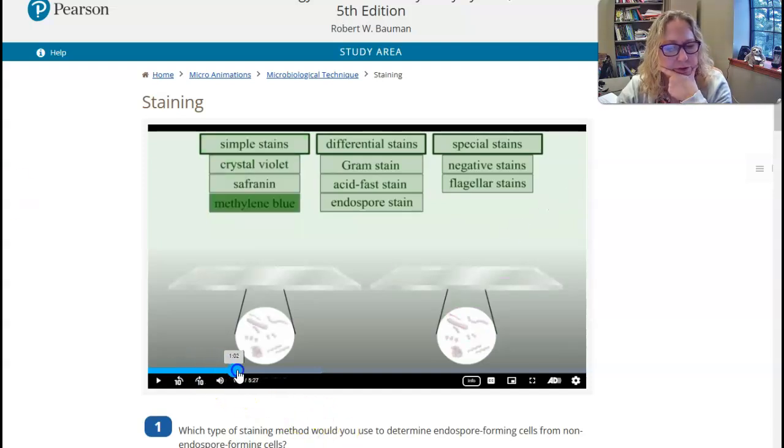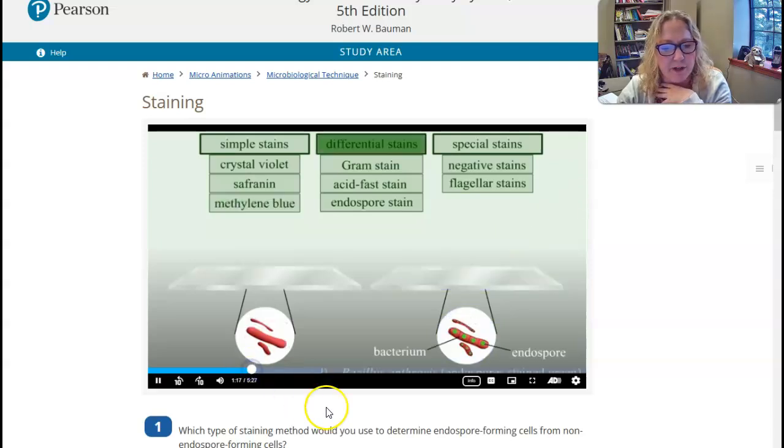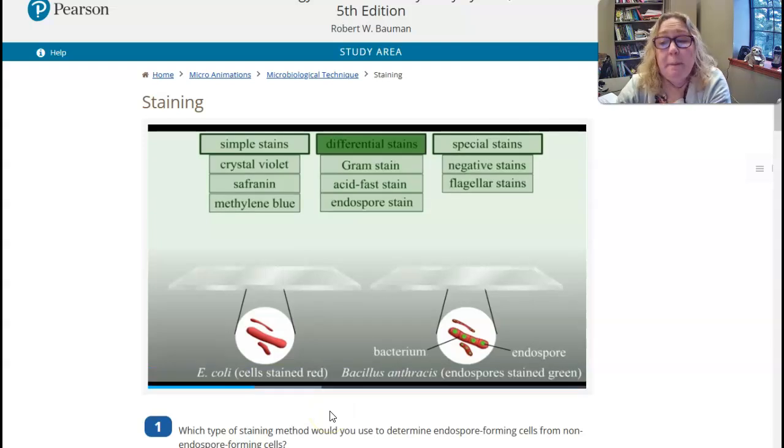Crystal violet is a purple. Those are all the same kind of stains, so I'm going to just fast forward. Now we're going to the differential stains.